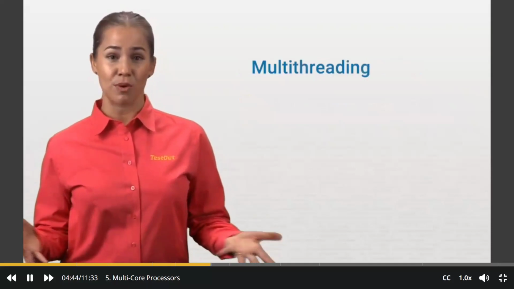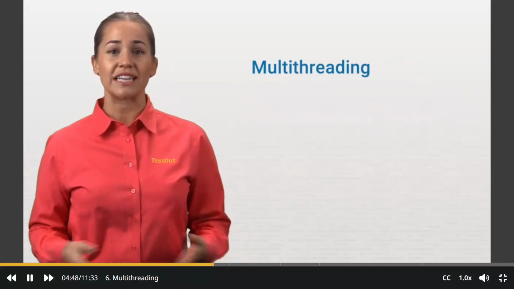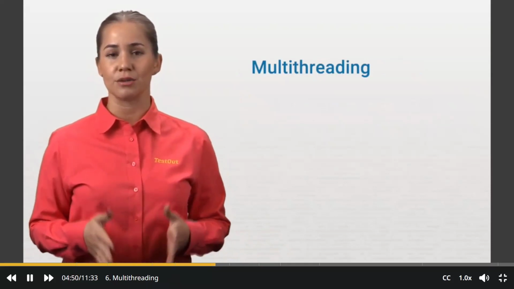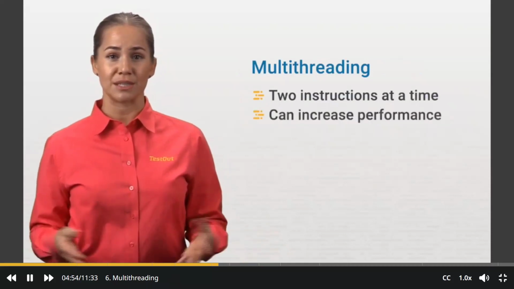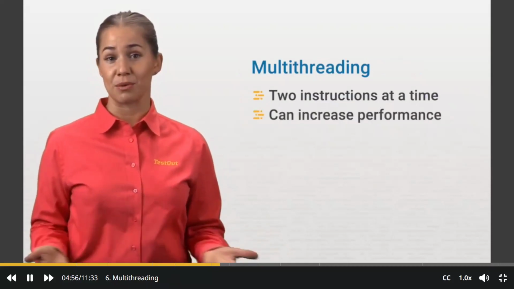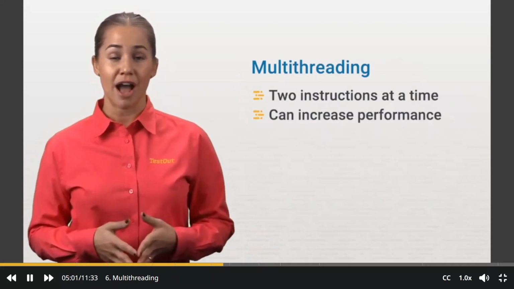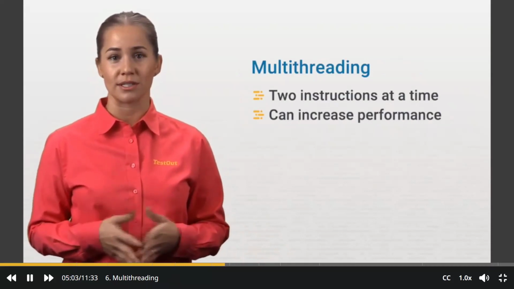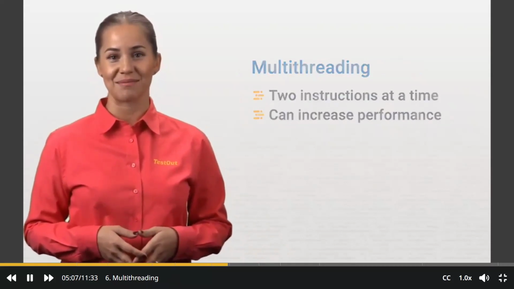In addition to multiple cores, some CPUs also support multi-threading. Multi-threading allows a single core within a CPU to execute 2 instructions at the same time. Multi-threading can also increase system performance, especially if it's implemented within a multi-core CPU. For example, if you have a CPU that has 4 cores and each one of those cores is a multi-threading core, that CPU can run 8 instructions concurrently.